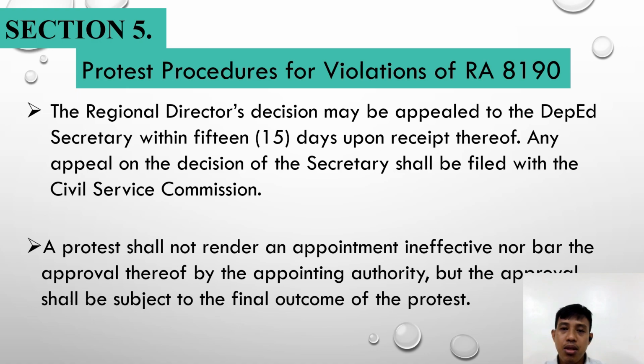The regional director's decision may be appealed to the DepEd Secretary within 15 days upon receipt. Any appeal on the decision of the Secretary shall be filed with the Civil Service Commission. So after the school division superintendent answers all the allegations about your protest or complaint, the decision may be appealed to the Secretary. Then after the Secretary, the appeal will be filed in the Civil Service Commission.